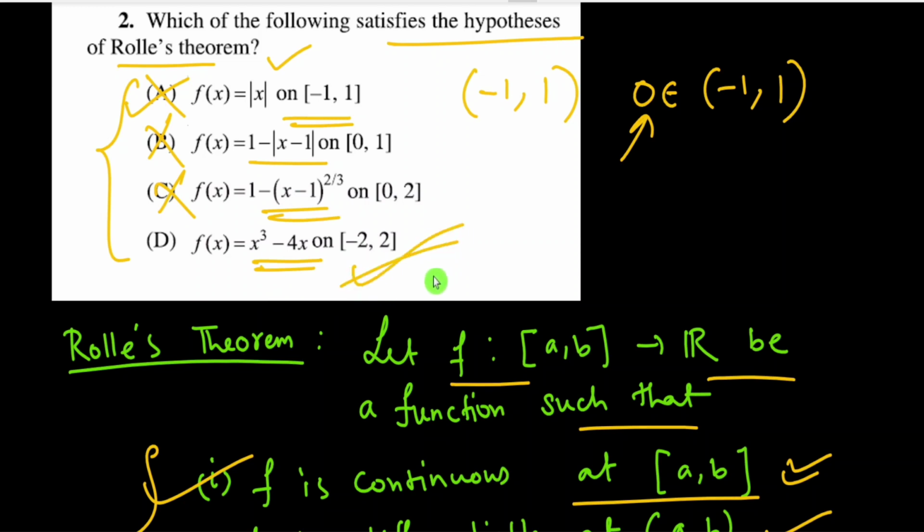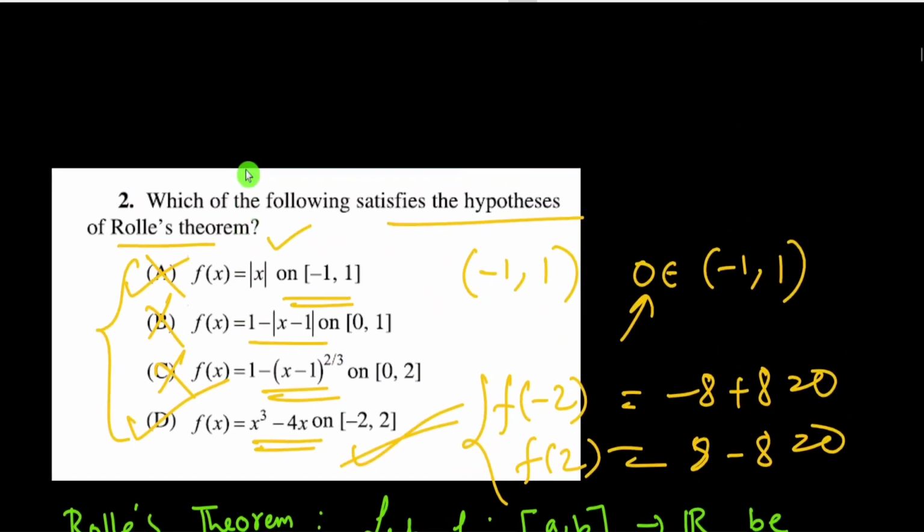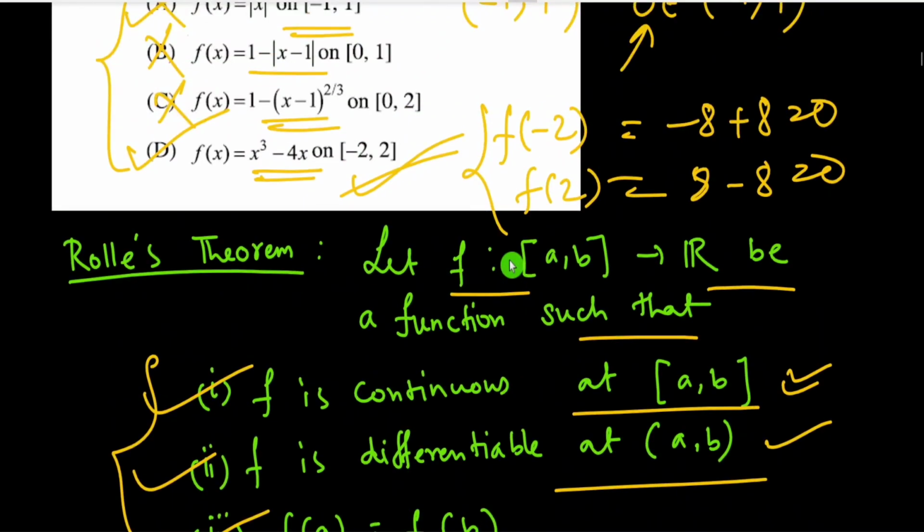on this interval [-2, 2], and we check whether f(-2) equals f(2). That is, f of minus 2 equals, this gives minus 8 plus 8, which is equal to 0, and f of 2 equals, also this gives 8 minus 8, which also gives 0. Therefore, this function satisfies the three conditions of Rolle's theorem. Therefore, this satisfies the hypothesis of Rolle's theorem. So option D is correct here.